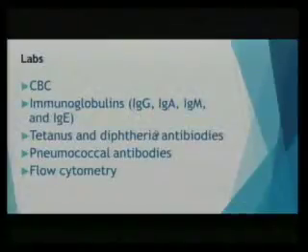And so when you look at the labs, the first thing you want to get is a CBC to look for lymphopenia or look at the white count levels. You want to check your immunoglobulin levels. You can check their antibody response to tetanus and diphtheria, pneumococcal antibodies, and then the flow.